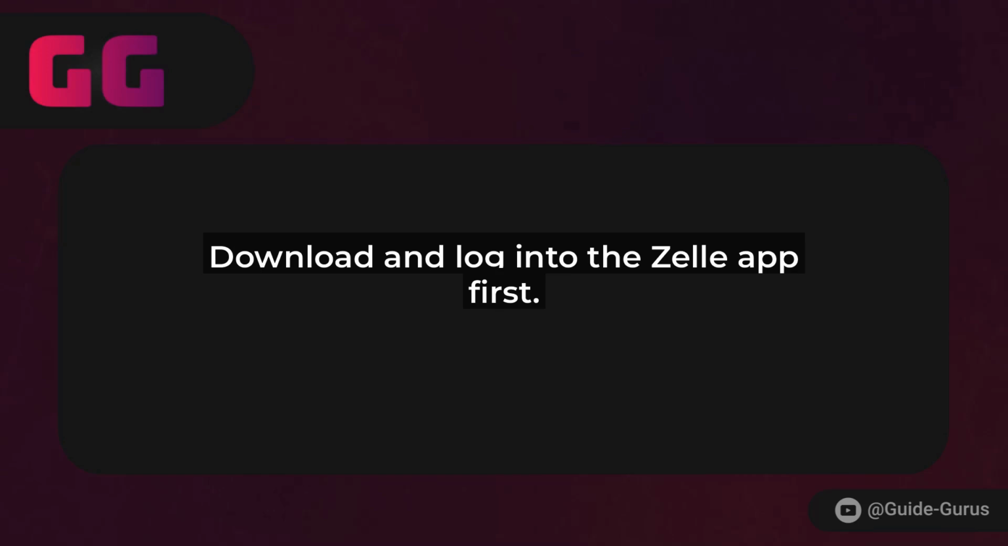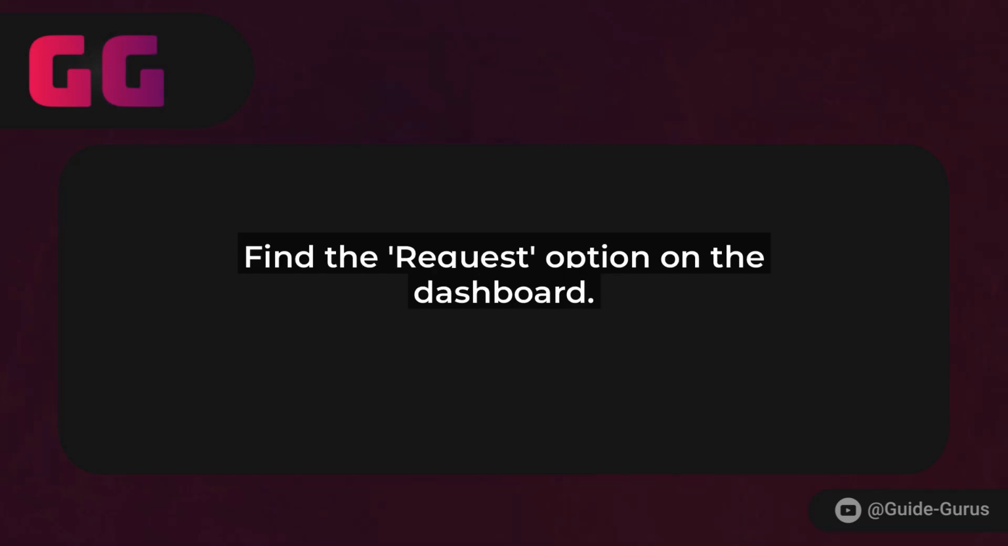First things first, make sure you have the Zelle app downloaded on your smartphone. If your bank supports Zelle, you might already have access through their mobile app. Double check that. Once you're set up, open the app and log in with your credentials. If it's your first time, you'll need to verify your account, which usually involves a quick email or text confirmation.